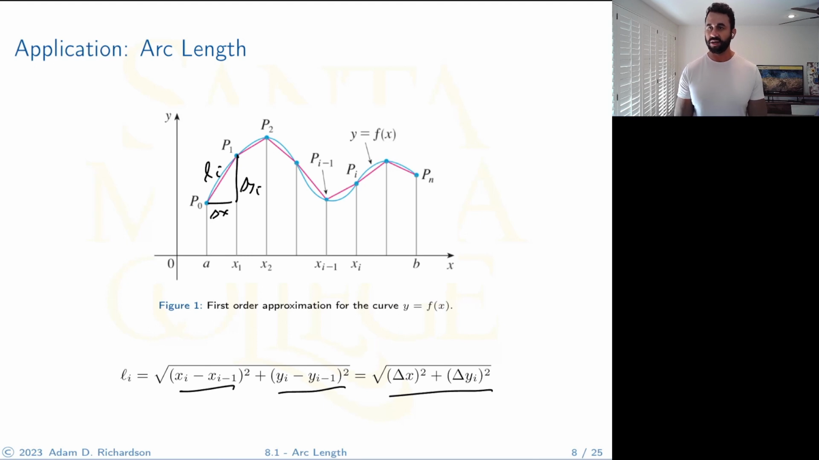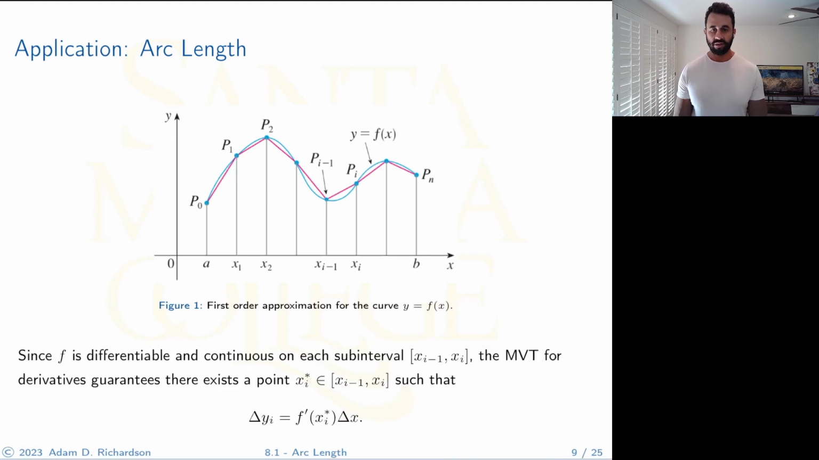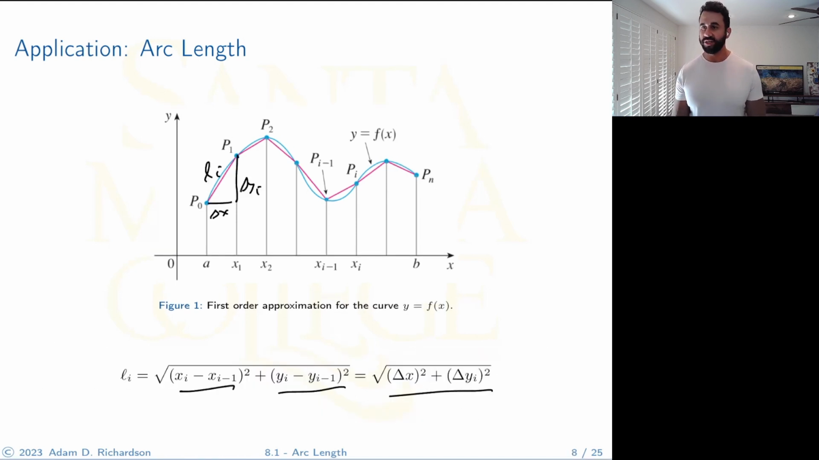So if we want to get an approximation of the whole curve, then we would have to add up all those line segments, right? But there's one caveat here, and the caveat is this delta y sub i. That depends on the interval, and we don't want it to depend on the interval. We don't want to have a second variable.